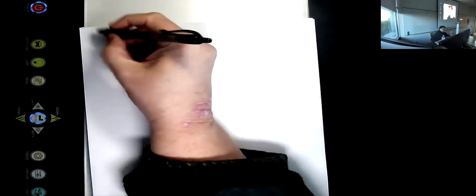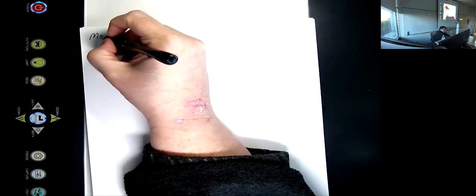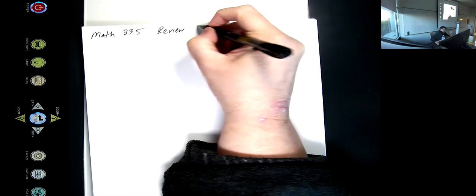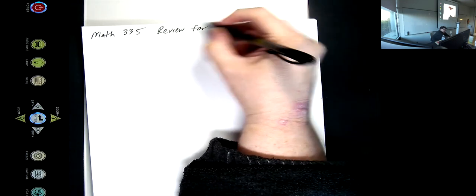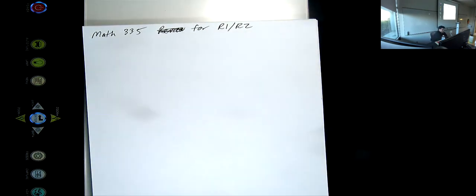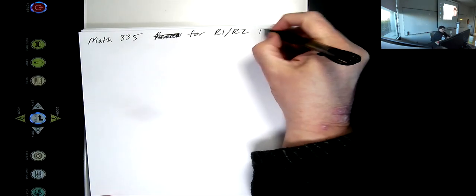Recording. All right, so we haven't covered any topics in the regular course, so nothing to practice on there, but we do have something that we're going to use a lot this semester, and most people just aren't the best at it. It's fractions. So I thought we'd do some review on some fractions today. This is review for R1, R2 day. And we're going to look at fractions.